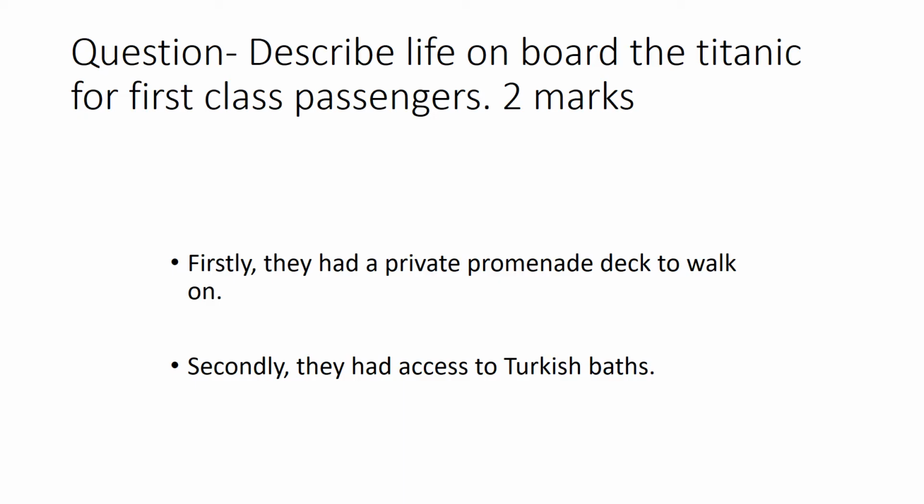You also need to know for your assessment how to answer three types of questions in history. The first type of question you need to know how to answer is a describe question. A describe question, which you've done in S1 as well, is just your simple list of firstly, secondly, thirdly, fourthly. You've got an example here: describe life on board the Titanic for first class passengers, 2 marks. Firstly, they had a private promenade deck to walk on, that would get you a mark. Secondly, they had access to Turkish baths. So this is quite a straightforward question to answer.